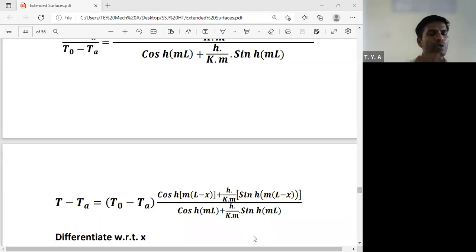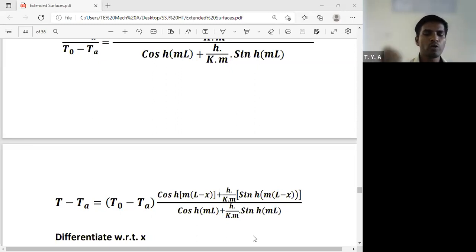Anyone tell me what is the derivative of this term? T0 minus Ta is the constant. Then the denominator is also constant because x is not there. So cos hyperbolic ml plus h upon km into sin hyperbolic ml is also constant. So we have to take the derivative of the numerator only. Cos hyperbolic m into bracket L minus x. What is the derivative of cos hyperbolic x? Sin hyperbolic m into bracket L minus x into minus m.